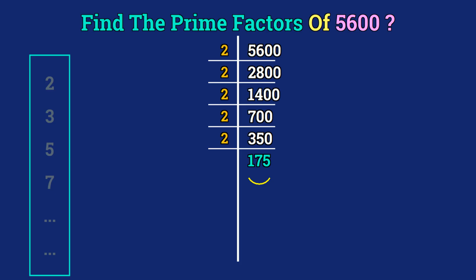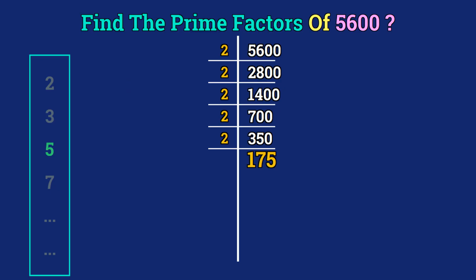Dividing 175 by 2, the result is not integer. Since the result is not integer, we will try to divide by the next number. Dividing 175 by 3, the result is not integer. Since the result is not integer, we will try to divide by the next number. Dividing 175 by 5, which equals 35.